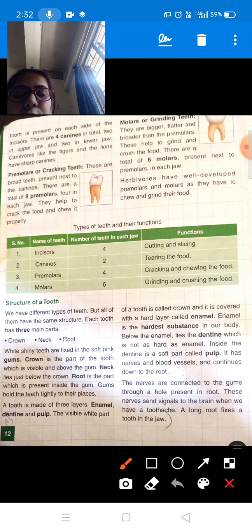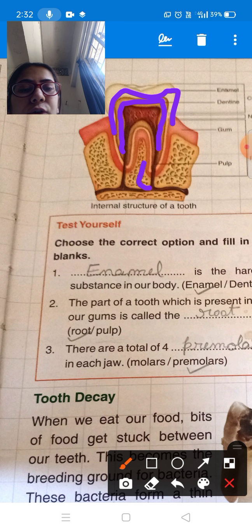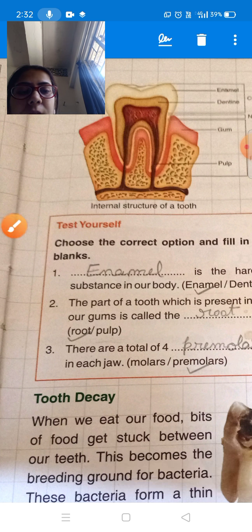You can see, students, in this image, this brown color part is called dentine, this white color part is called enamel, and this yellowish color part is called pulp, right? So enamel, dentine and pulp.